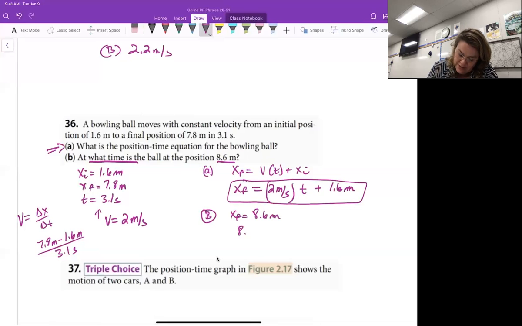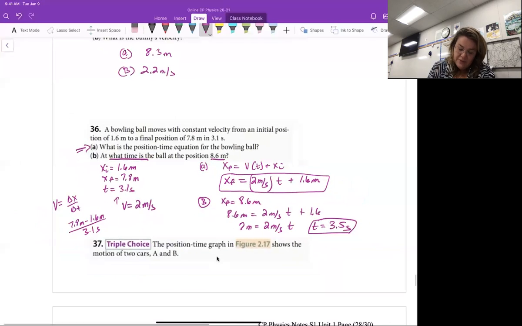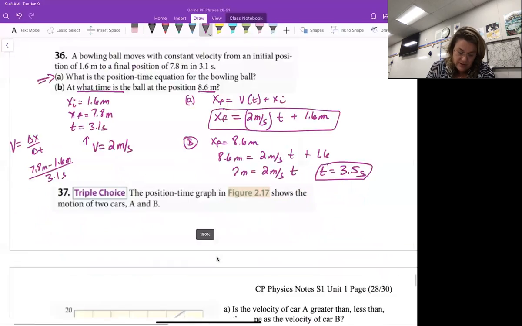So I can put 8.6 meters is equal to 2 meters per second times time, which is what I'm looking for, plus 1.6. So I'm going to subtract 1.6 from both sides. So 8.6 minus 1.6 equals, so I get 7 meters is equal to 2 meters per second times time. Now I have to divide both sides by 2, and I get time is equal to 3.5 seconds. And that is the answer for part B. Okay, so I've developed an equation of motion. I have now used it to solve something.